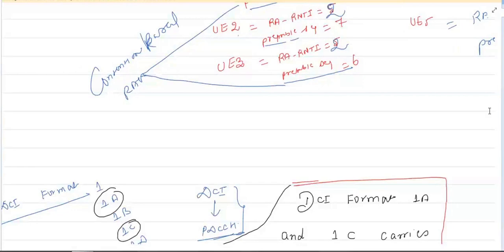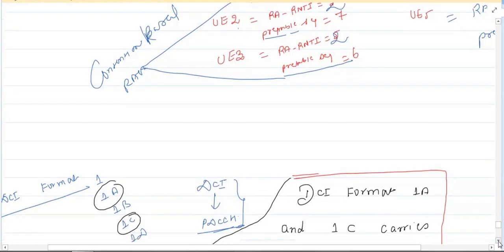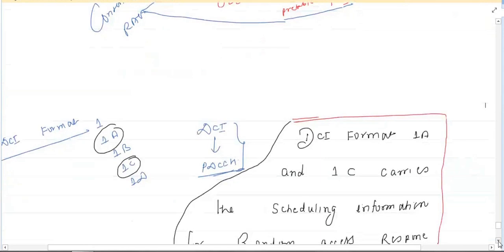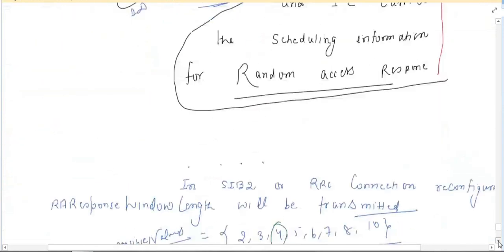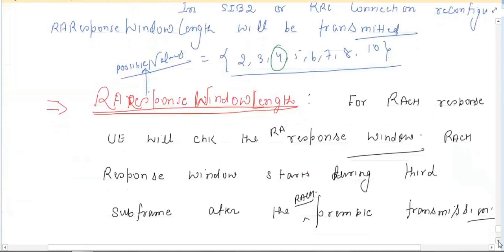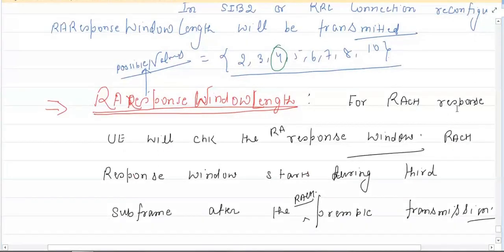Once you transmit the RACH request at any location, after that location of RACH transmission subframe, during the third subframe, I have written here, for the RACH response you will check the RACH response window. What is a RACH response window?